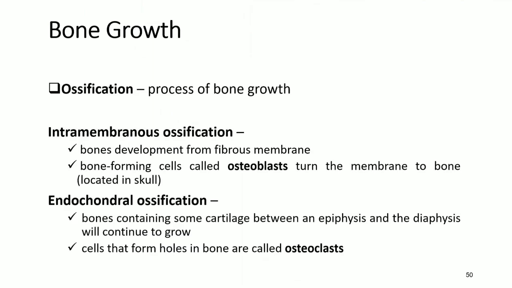The process of this bone growth is called ossification. There are two kinds of bone growth. The first one is intramembranous ossification, in which bones develop from a fibrous membrane, whereas the second one is called endochondral ossification, in which, as we have discussed, the bone structure is made from the cartilage.